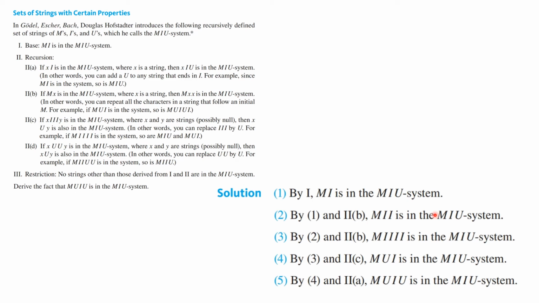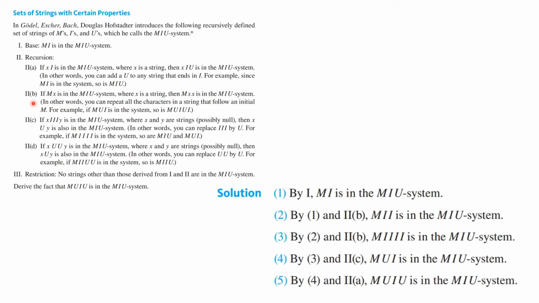In a very famous book, Gödel, Escher, and Bach, Douglas Hofstadter introduced recursively defined strings of M's, I's, and U's, which he called the MIU system. So the base was MI is in the MIU system, and if XI is in the MIU system, where X is a string, then XIU is in the MIU system. In other words, you can add U to any string that ends in I.